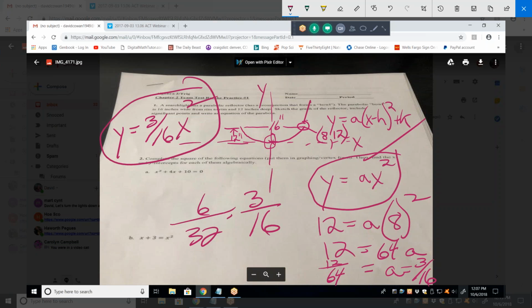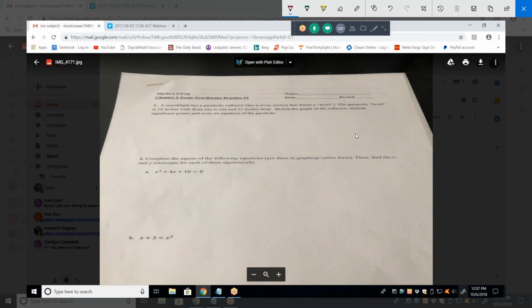No matter which point you pick from that graph, it will satisfy that equation. Notice that when x is 0, y is 0. When x is 8, then y is going to be 12. Or when x is -8, this point right here, that's -8, 12. So this equation fits that entire parabola word problem. Now, that's one of the harder problems.